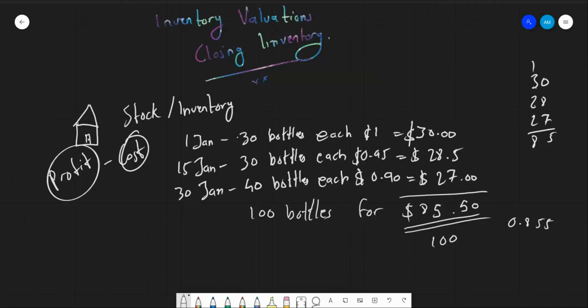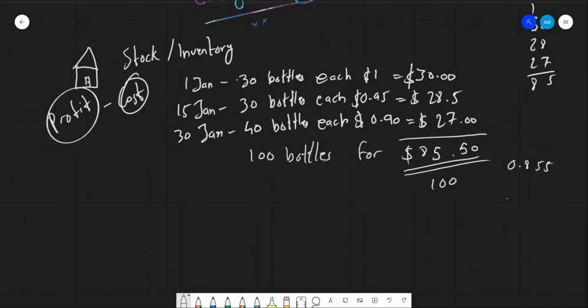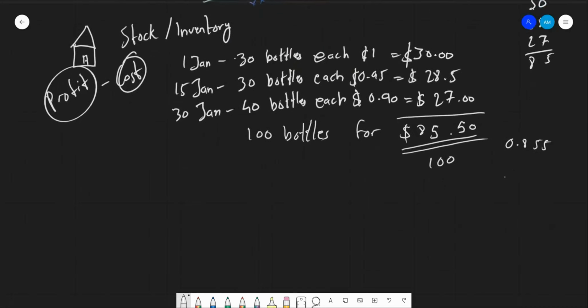It is like this. Now what do we do now? Yeah, so once we are done with this, you see this is a bit of a mess. And I say it's a bit of a mess because obviously right now we can say 100 bottles is equal to 85 point whatever.